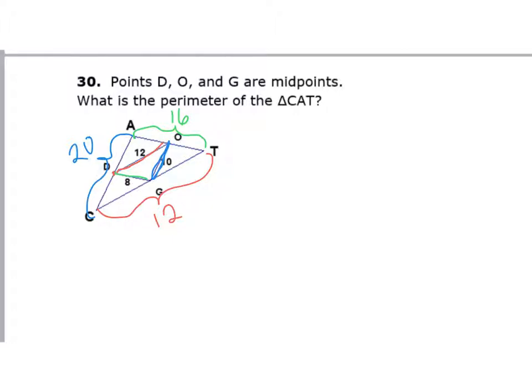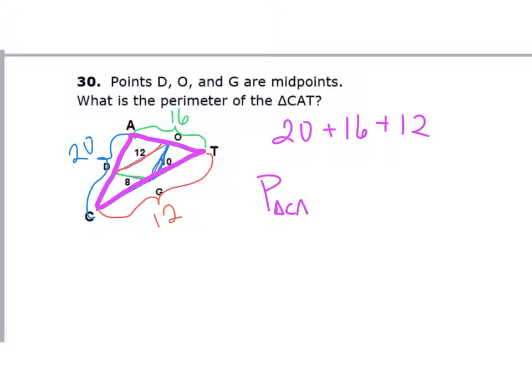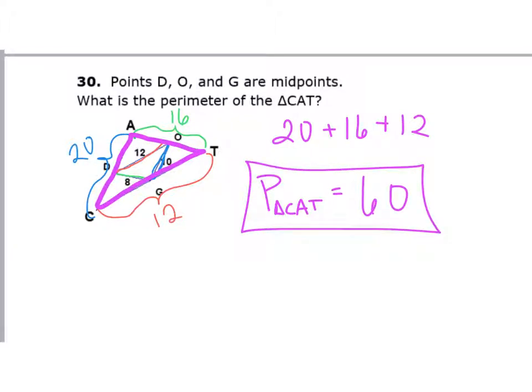Okay, so when I want to find the perimeter all the way around triangle CAT, and it says triangle, so you close it back up, you just add all of your sides together. So I'm going to add the 20 plus the 16 plus the 12, which makes the perimeter of triangle CAT equal to 60. And again, I don't have any units, so I will just leave it there.